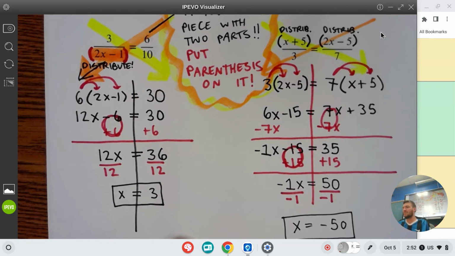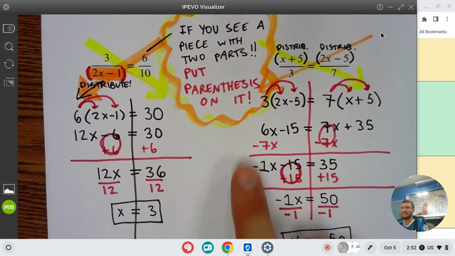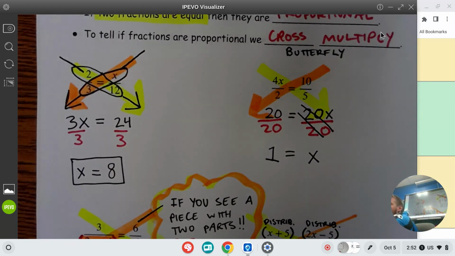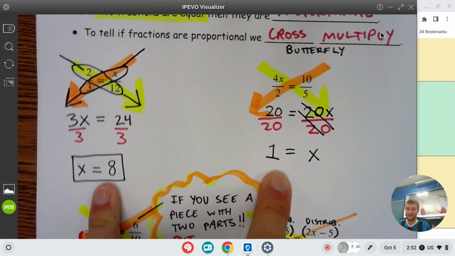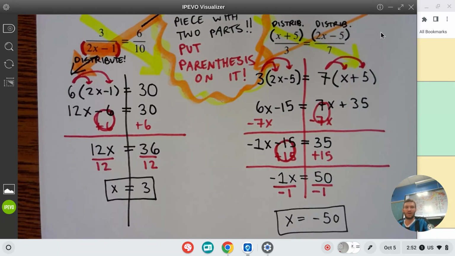Any issues? Any questions? If you see a piece with 2 parts, put parentheses on it. That's it. These ones at the top, we need to be getting these ones right in our sleep. These ones at the bottom, okay, I'll give it to you. Takes a little bit of thinking. Takes a little bit of work. Not too bad though.